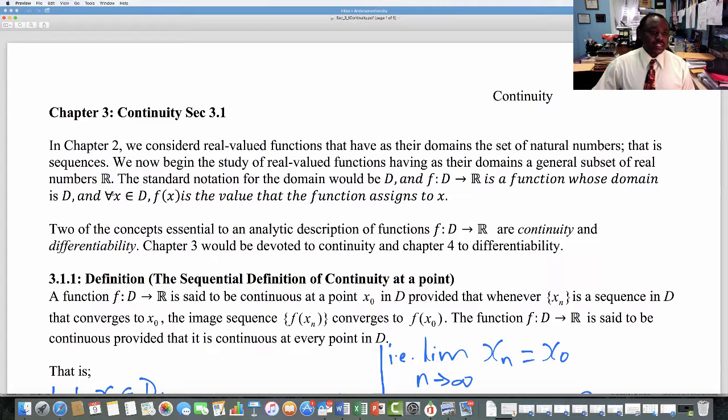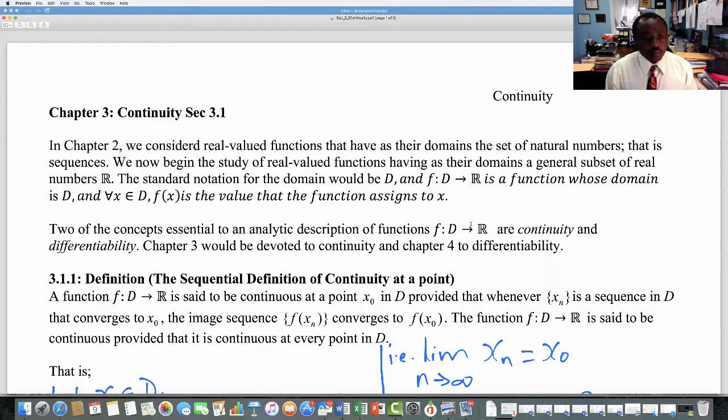So what we are saying is that for every x in D, f of x is the value that the function f assigns to x. Now, two of the concepts essential to an analytic description of functions f from D to R are continuity and differentiability. So in Chapter 3, we would cover the continuity of a function at a point x0 in D and also the continuity of a function on the entire domain. And in Chapter 4, we would deal with differentiability.